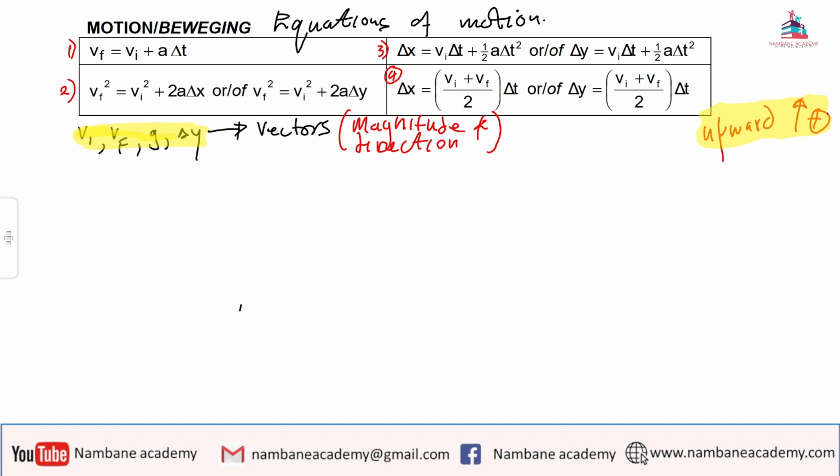Equation number 4 says delta y is equal to Vi plus Vf divided by 2, multiplied by the change in t, where t is just a scalar quantity. But what is my concern?